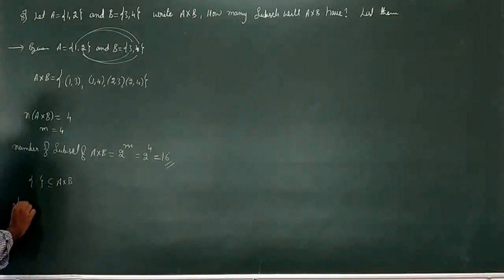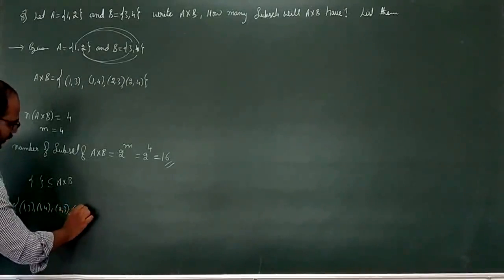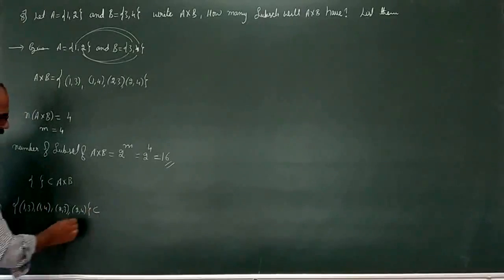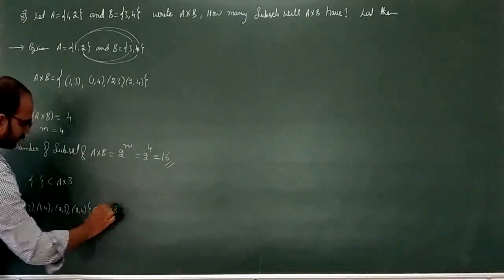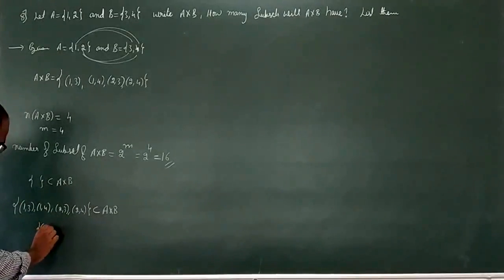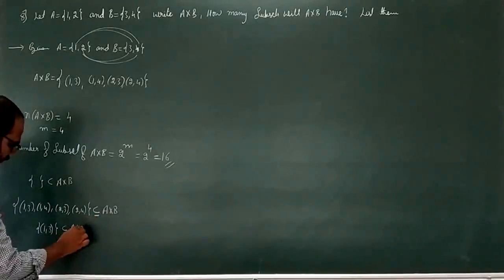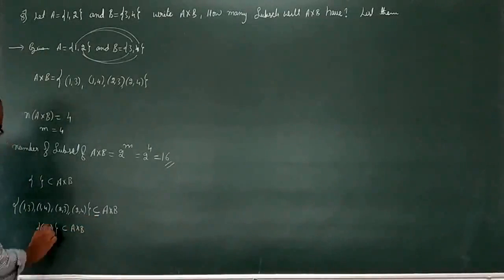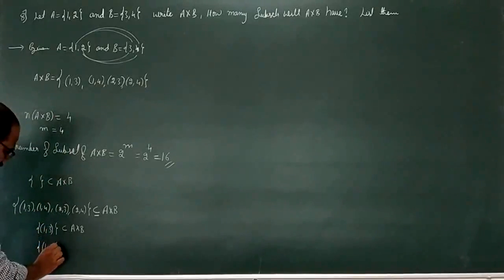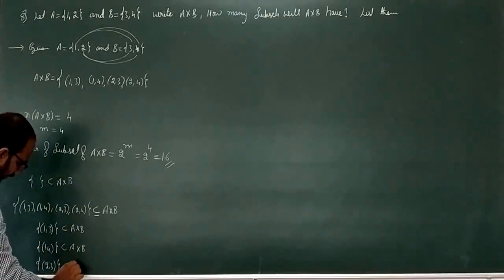Next, the ordered pairs (1,3), (1,4), (2,3), (2,4) are each subsets of the Cartesian product of A and B. We represent subset with this symbol. Next, write only {(1,3)}; it is also one element, and it is also a subset of the Cartesian product of A and B. Next, the second element, the ordered pair (1,4), is also a subset of the Cartesian product of A and B. Next, the third element (2,3) is also a subset of the Cartesian product of A and B.